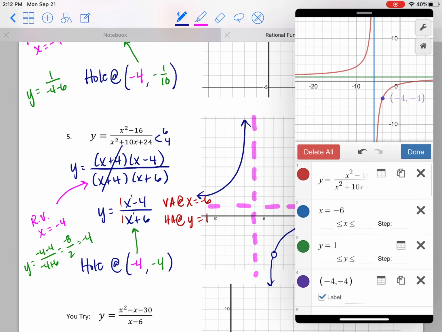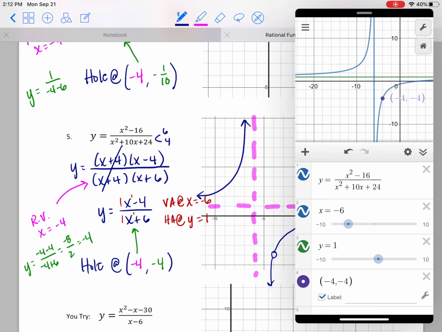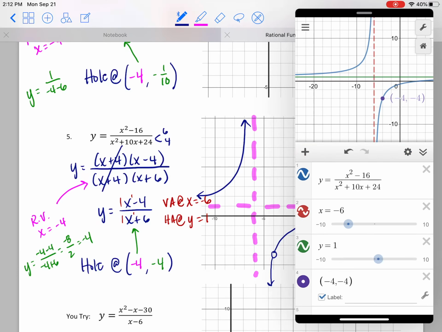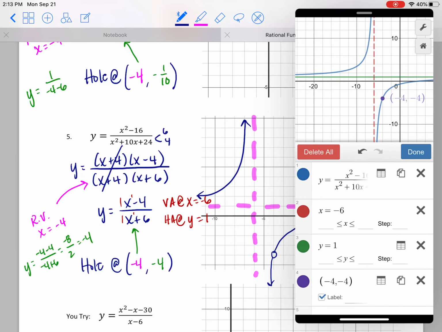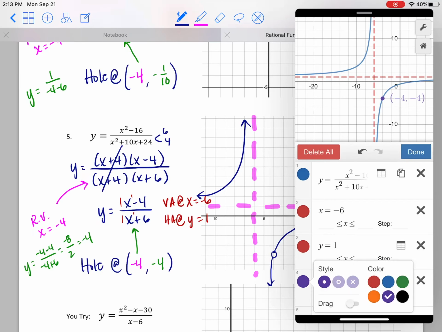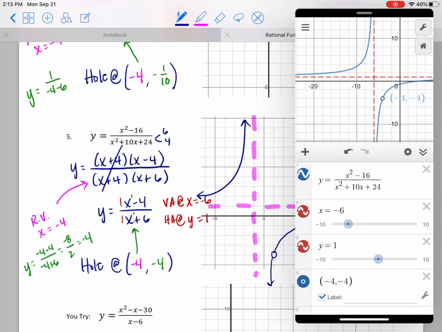So now I'm just going to fix some stuff here. I'm going to make my graph blue. And I'm going to make my asymptotes red and dotted. And let's make this one red and dotted. And then let's make this an open point. And let's match it with the graph. And there it is. So that's everything that I would like to see.